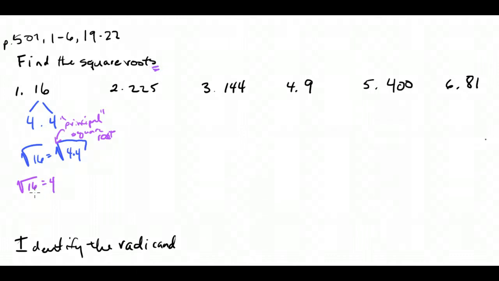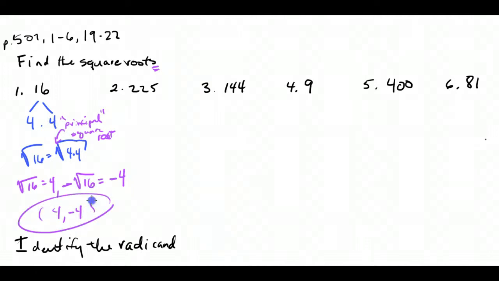Remember that 4 times 4 is 16, but also negative 4 times negative 4 is 16. And the way we write that, since the radical requires us to do the principal square root, we also need to find the opposite, or the negative square root of 16. In this case, the negative square root of 16 is the opposite of 4, or negative 4. So when we're asked to find the square roots, our answer should be 4 and negative 4. Those are our square roots of 16.